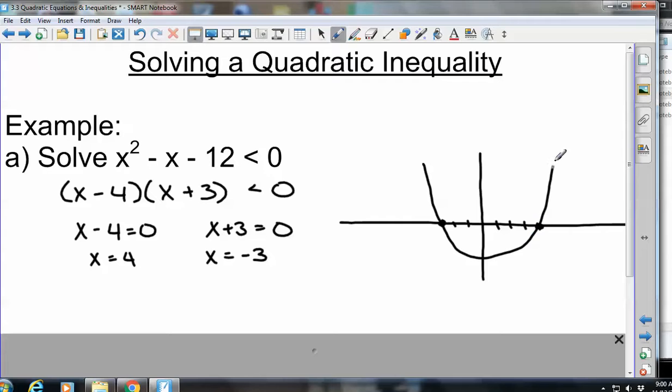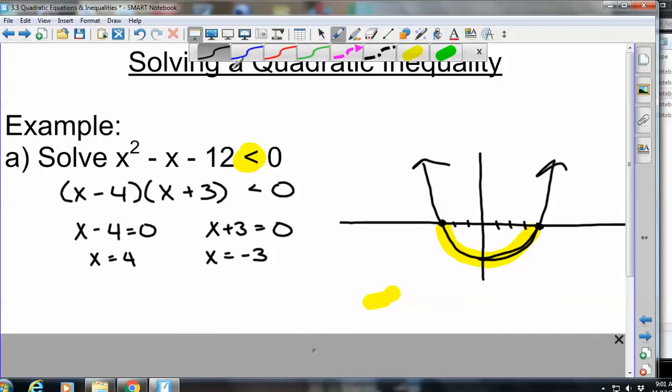Now, if you needed to double check something, could you plug it in your calculator? Absolutely. Thinking about when this thing is less than 0: is less than 0 above or below the x-axis? Below. So I'm looking for that little piece. So you're going to give me an interval. Negative 3 to 4. Would they have parentheses or brackets?